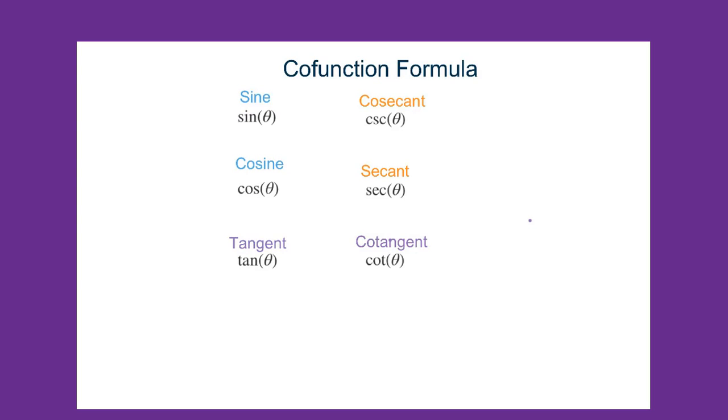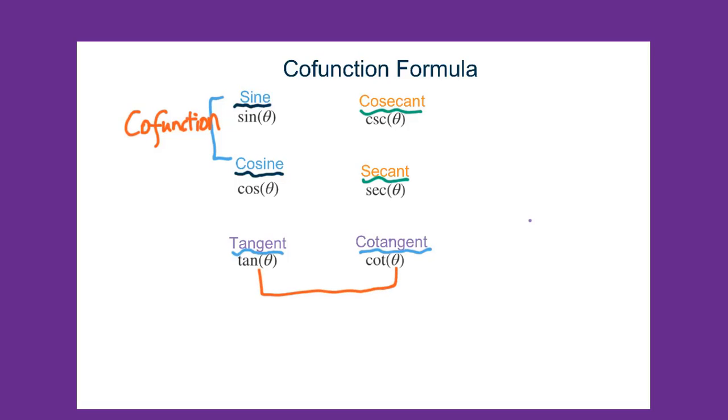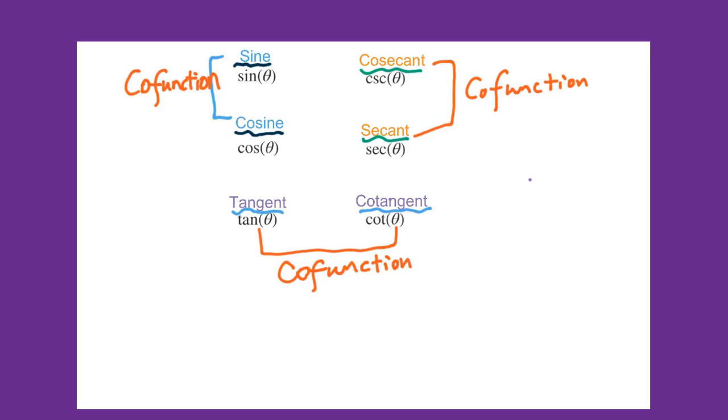Let's talk about the name of each trig function. We have sine and cosine, tangent, then here's cotangent. Then we have secant, then cosecant. So we see sine and cosine are co-functions. And tangent and cotangent, they are co-functions. Then secant and cosecant, we see they are co-functions. For co-functions, there is a very important formula.